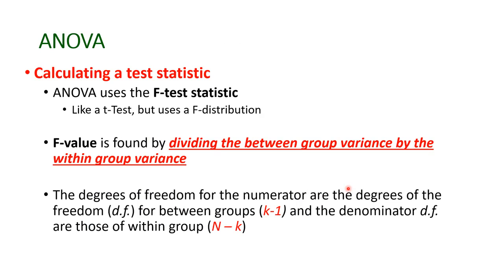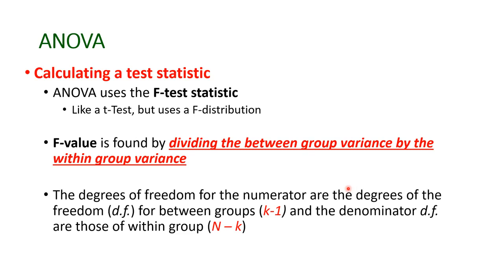The ANOVA calculates an F-test statistic, or an F statistic. This is like a t-test, but we've got an F distribution, right? So it's got its own theoretical distribution. We can calculate the test statistic, the F value of our ANOVA, compare that in the theoretical distribution given our degrees of freedom, and obtain a p-value from that, right? So the F value is found by dividing the between group variance by the within group variance.